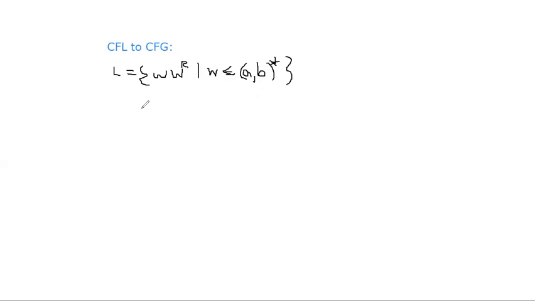Today in this class, I am going to explain how to convert a context-free language into a context-free grammar. So, what do we mean by grammar? Grammar is a set of rules. In context-free grammar, the syntax is like alpha implies beta.